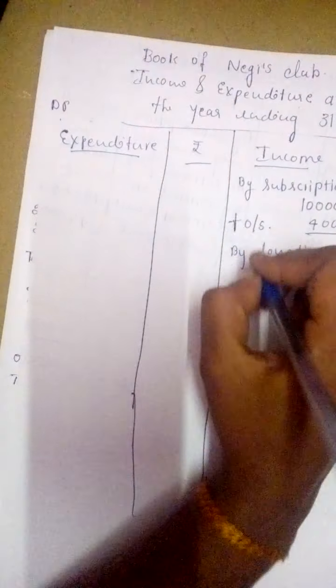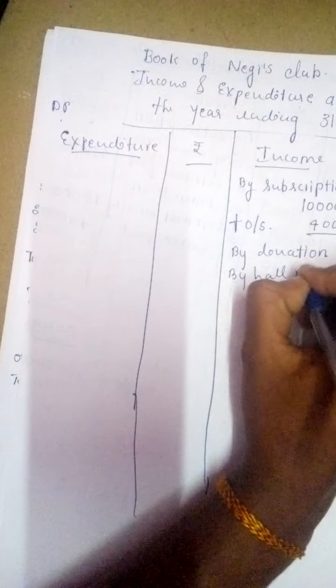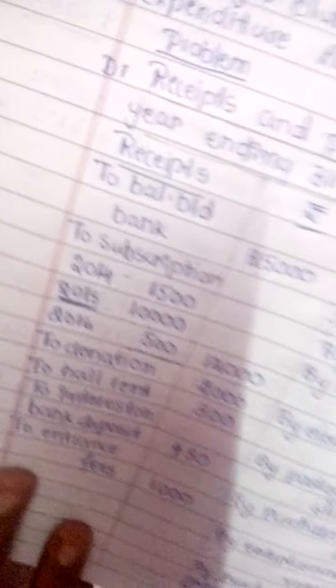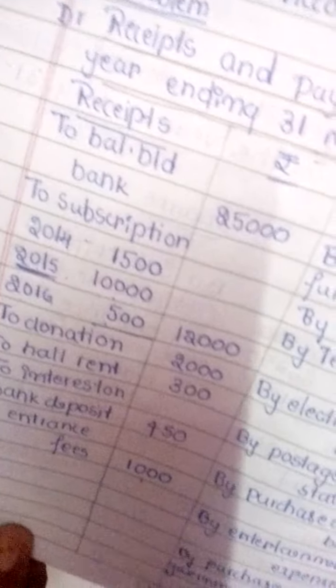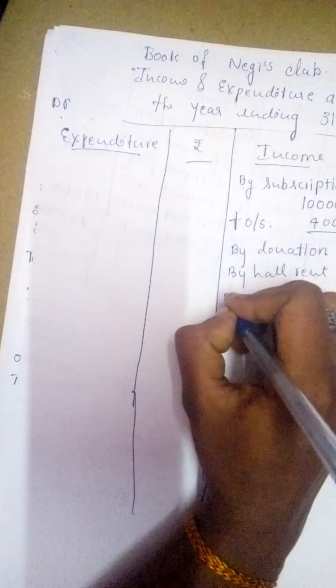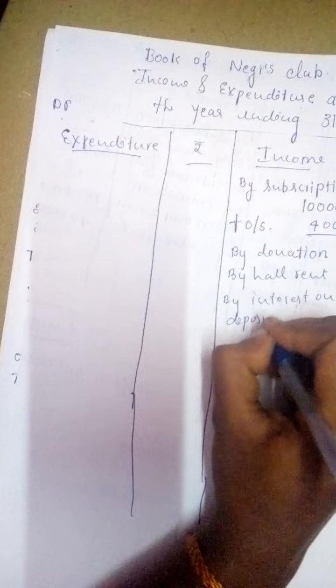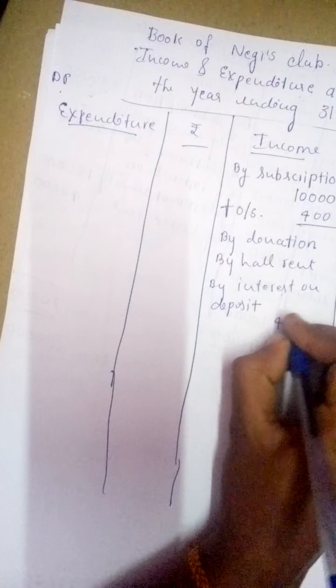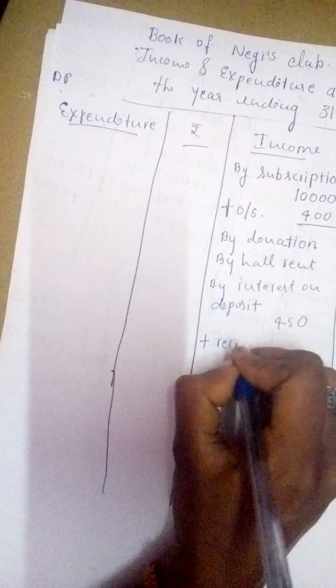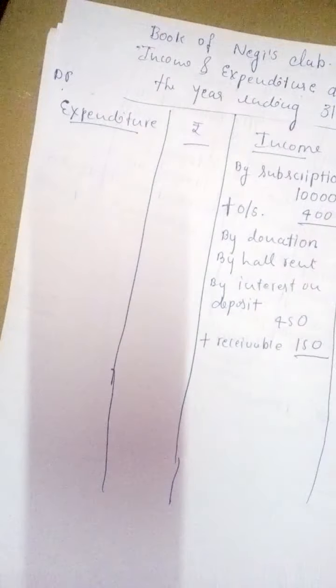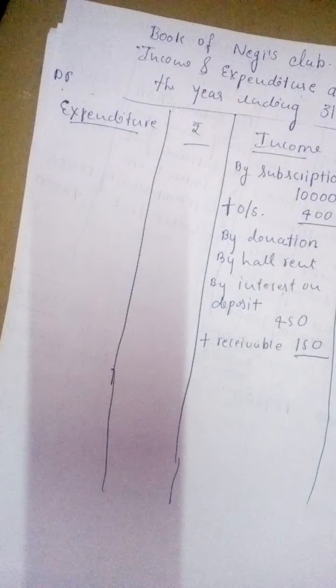Then next, hall rent revenue 300, by hall rent 300. Then see, interest on deposit 450 plus there is outstanding, that is receivable. By interest on deposit, how much? 450 plus receivable, how much? Bank interest receivable 150. So add 450 and 150, that is 600.